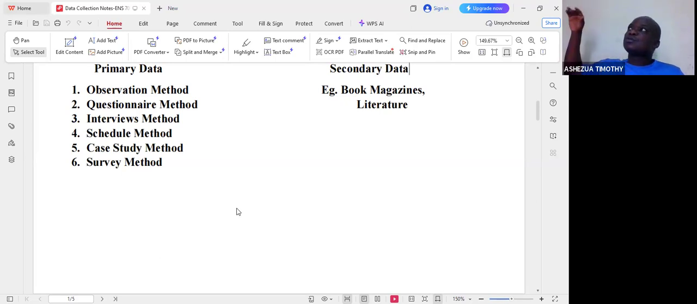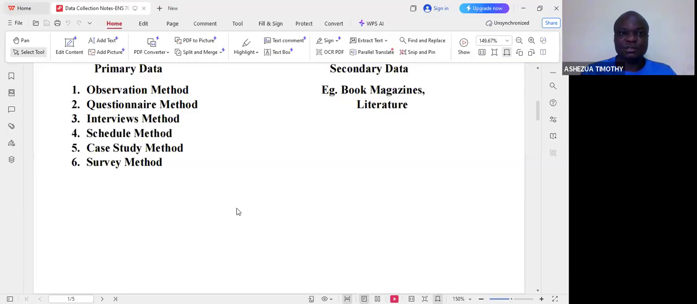You design questionnaires, you go to zone A, zone B, zone C. In those questionnaires, the answers you get directly from those schools. So that's the questionnaire approach to getting the primary data.